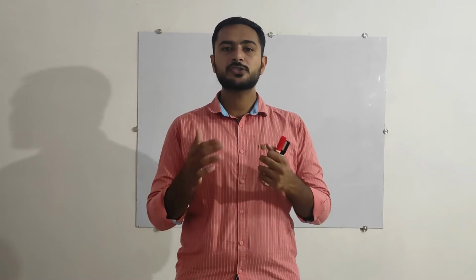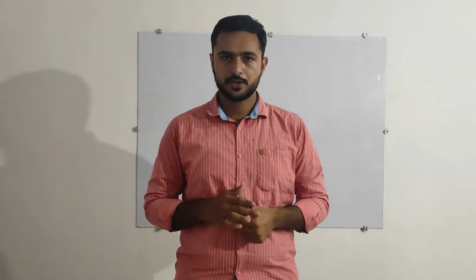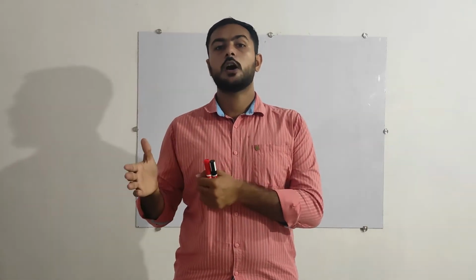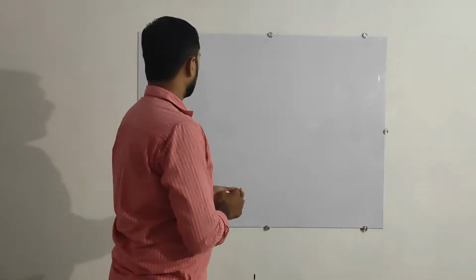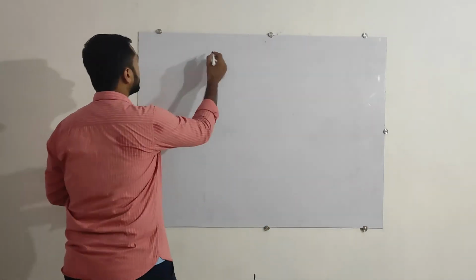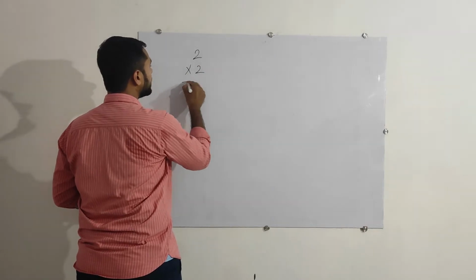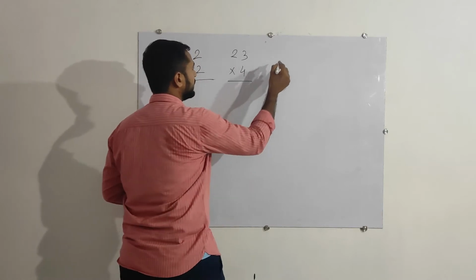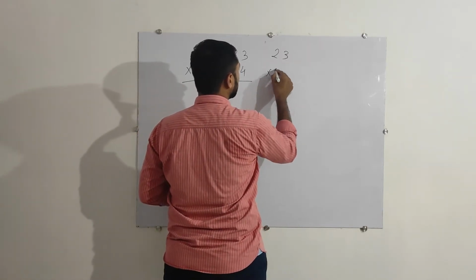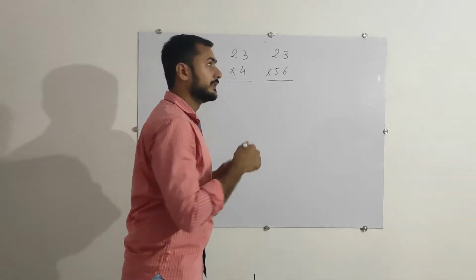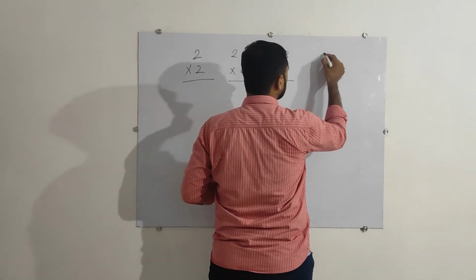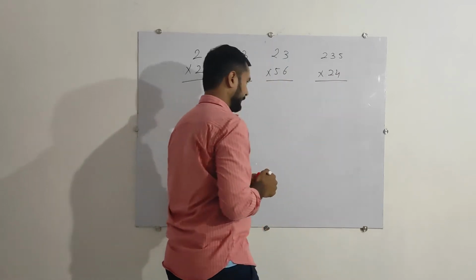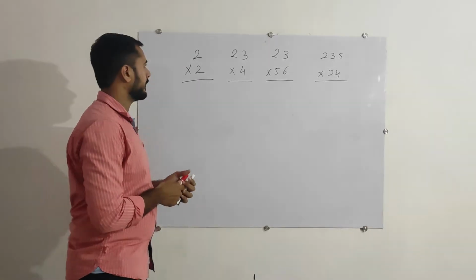But before we start, let's do a quick revision of our last lecture. We discussed multiplication, which is one operation of mathematics. In that, we have seen the multiplication of single digit with single digit, then double digit with single digit, then double digit with double digit, and triple digit, it means 3 digit with double digit. Okay. So let's start from the first one.